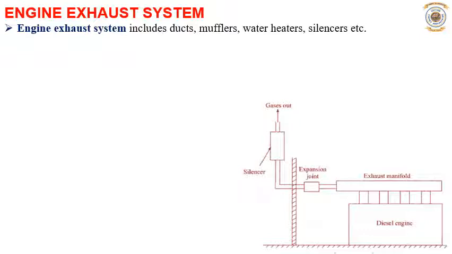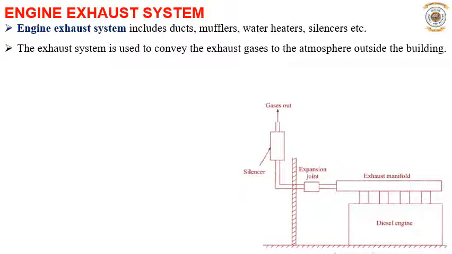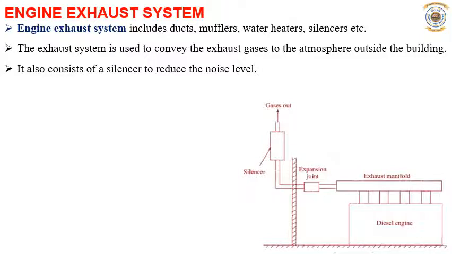This is the diagram of the engine exhaust system, where you can see the diesel engine, whose exhaust line is connected to the exhaust manifold. The silencer is connected to the exhaust manifold through an expansion joint. Through the silencer, the exhaust gases come out. So the exhaust system is used to convey the exhaust gases to the atmosphere outside the building. It also consists of a silencer to reduce the noise level.